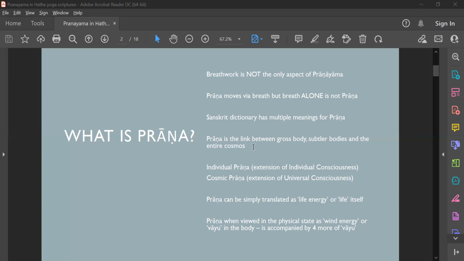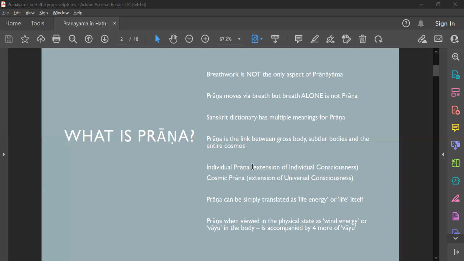So prana, when we see our scriptures, is viewed as this link between the gross body and the subtler bodies and the entire cosmos itself. Yes, as Vaidya Manjulali is saying, the other Asian cultures call the prana through various names. So yes, coming back to the link, prana is viewed as the link between the gross body and the subtler bodies. Sthula Sharira, which is the gross body, and the subtler bodies are the Sukshma Sharira, and the entire cosmos.